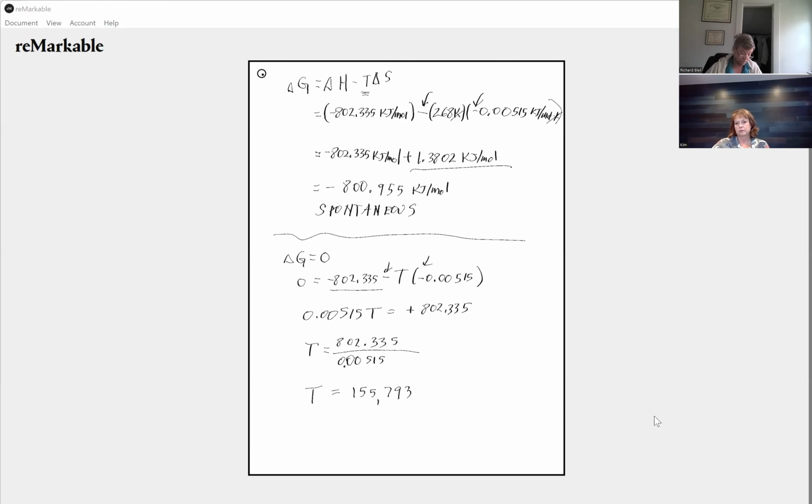Holy cow. The temperature of the sun is 5,778 Kelvin. This is 150,000 Kelvin hotter than the sun. So no, at a practical temperature, this reaction will never be non-spontaneous. But technically, it could be. Technically. It's just not a practical temperature. But it is interesting to see that, yeah, if you go well beyond the plasma state, this reaction won't occur.